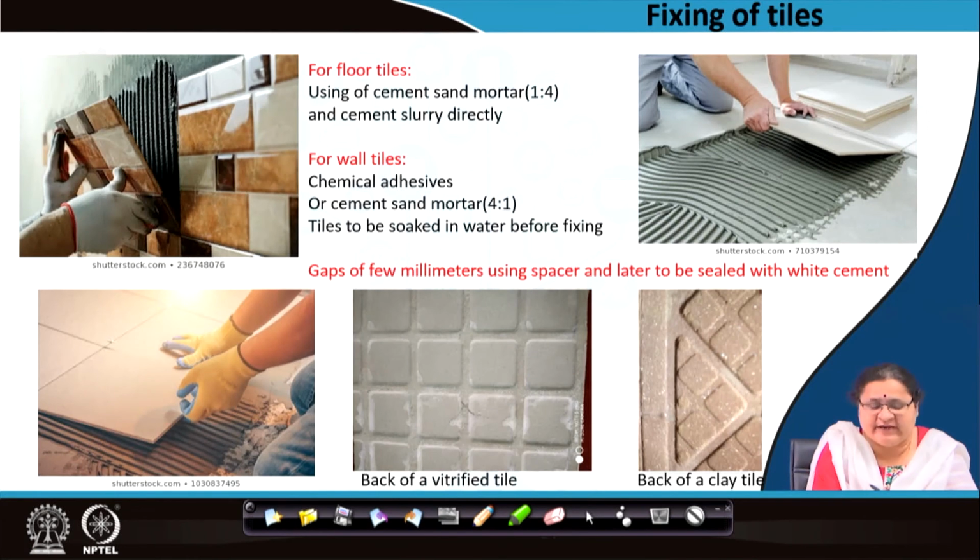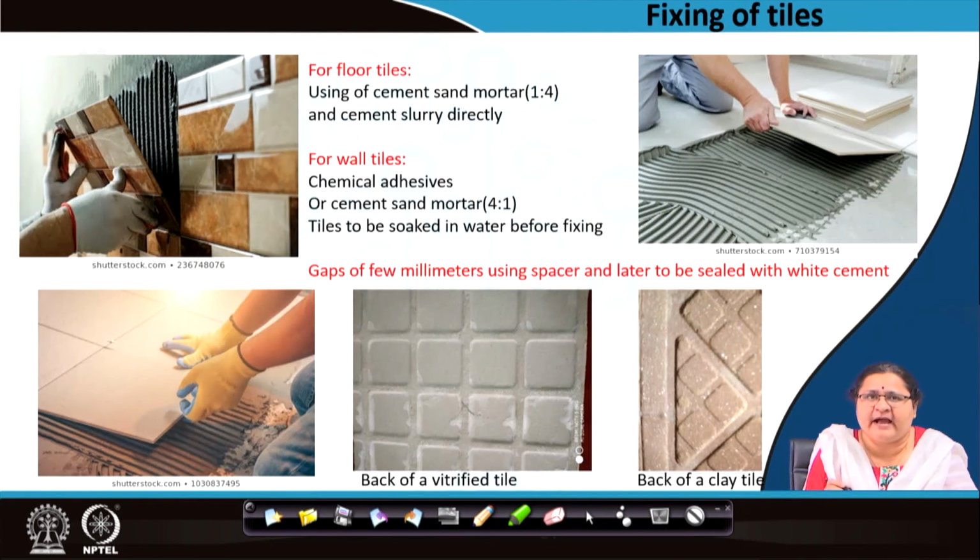How to fill in the gaps? Eventually there will be a number of gaps created through which water can go and actually loosen the tile. So, you have to seal it with white cement. These items are actually spaced by means of spacers. 2 to 3 millimeter spaces are there, because to allow any kind of expansion, otherwise it will lead to cracks.